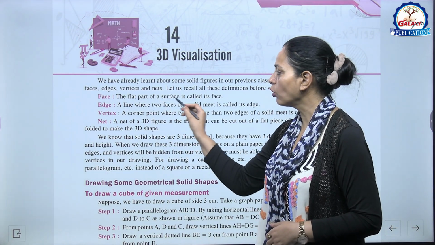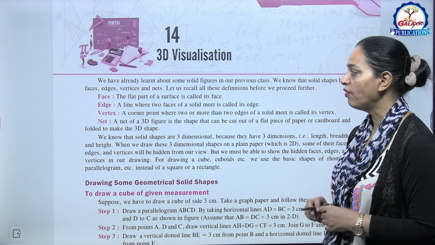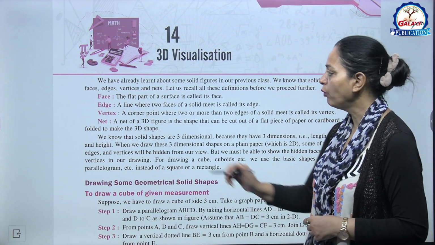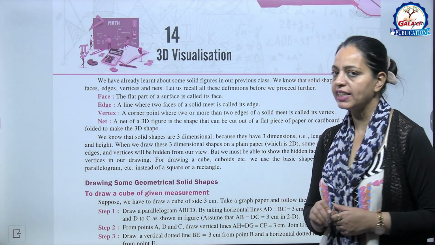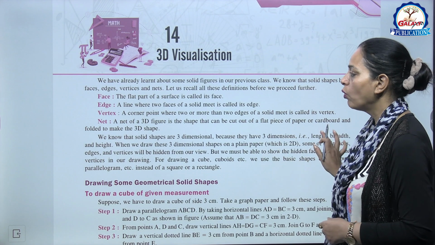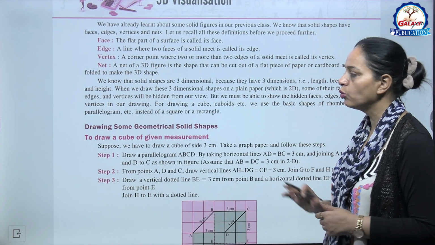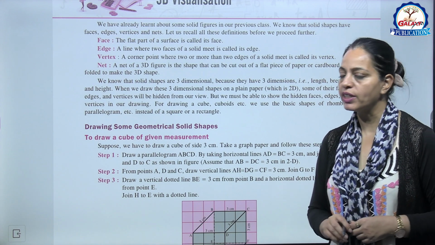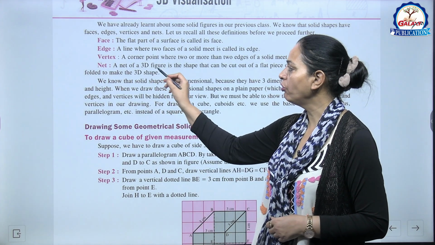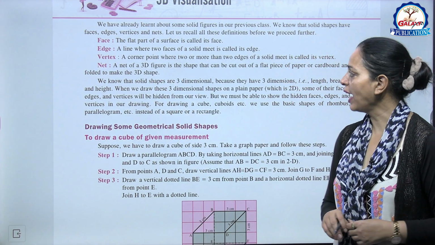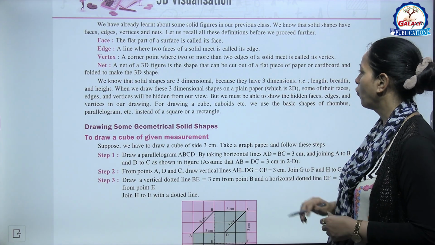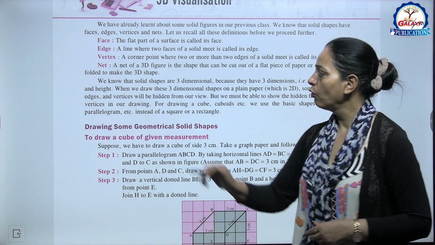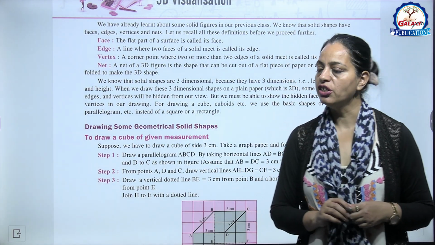Face: the flat part of a surface is called its face. Edge: a line where two faces of a solid meet is called its edge. Vertex: a corner point where two or more than two edges of a solid meet is called its vertex. And net: a net of a 3D figure is the shape that can be cut out of a flat piece of paper or cardboard and folded to make the 3D shape.